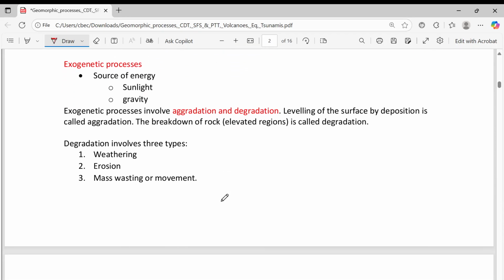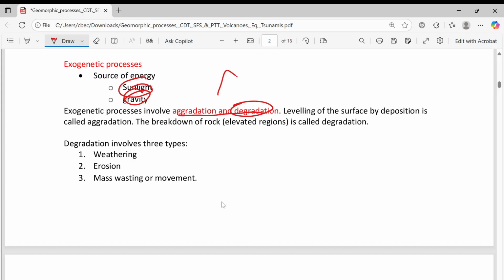Then now you come to exogenetic process. That is endogenetic, we will discuss volcano and earthquake later. Then exogenetic. What is the main energy we are getting? Sunlight. And the other one is gravity. Exogenetic again has two types: aggradation and degradation.